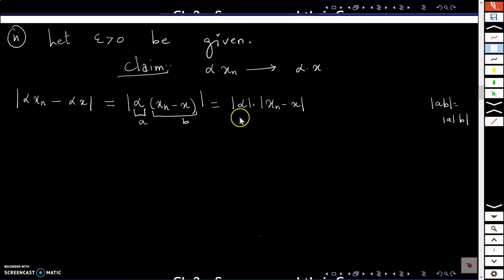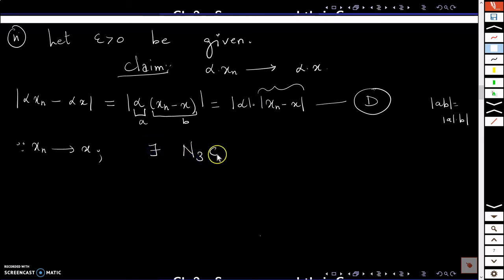It is given to us that xn converges to x, right? So using that I can get an estimate for this quantity. Let's call this d. And now let's estimate this. Since xn converges to x, I can find a natural number, I'll call it n3, such that for all n bigger than or equal to n3, the difference |xn minus x| is going to be less than epsilon.